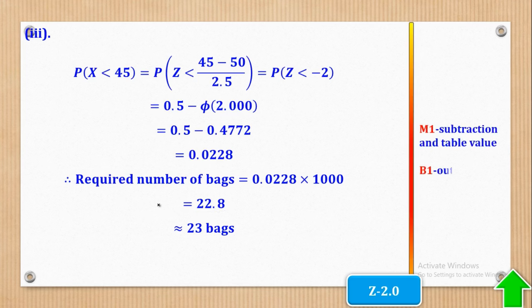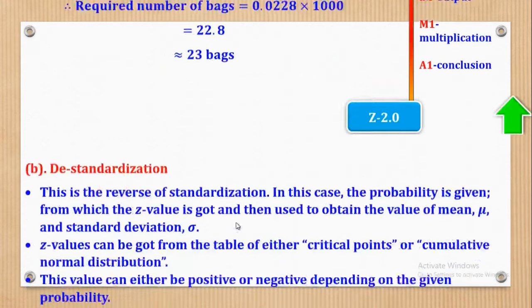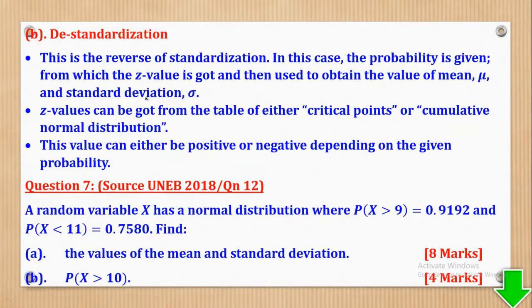Now let's see how much can be awarded. So M1 for subtraction and table values, so the whole of this part is M1, then B1 for the output, M1 for this multiplication, A1 for this conclusion. So that has been standardization.